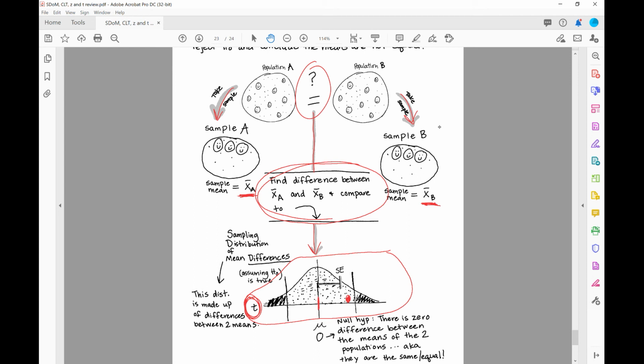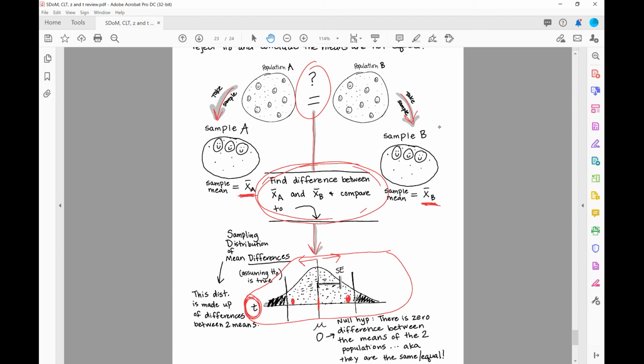Or maybe we find the sample mean for B is bigger than the sample mean for A, in which case, when we subtract, we get a negative difference, and so it's down over here. All right, so what we want to do is find that difference and say, okay, where's the difference? This way would be if B is bigger than A. This way would be if A is bigger than B.